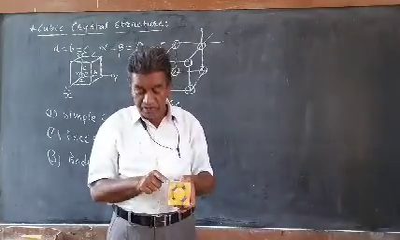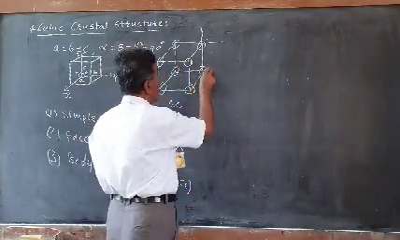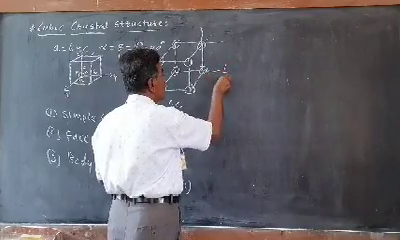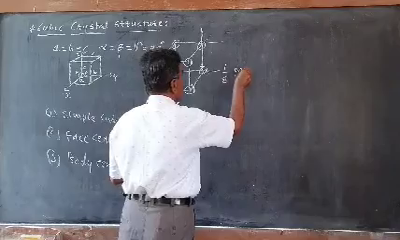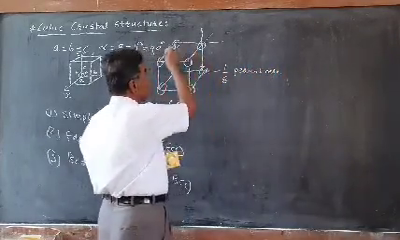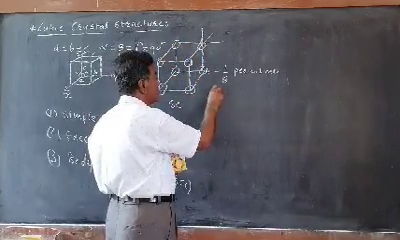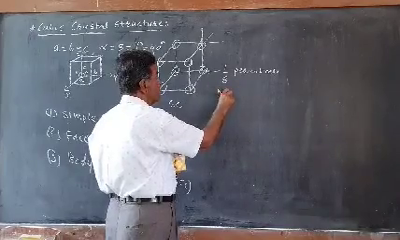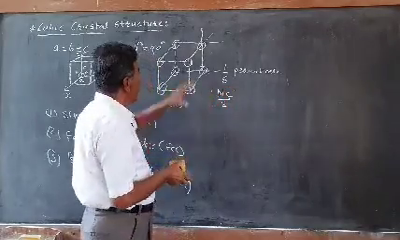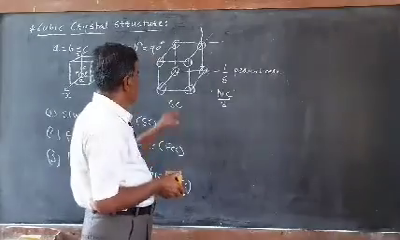So the contribution of the corner atom per unit cell is 1 by 8. The contribution of this corner atom is 1 by 8 per unit cell. There are 8 corners. So the contribution of all the corner atoms per unit cell, if NC is the number of corner atoms, is NC divided by 8. This is the contribution of all the corner atoms per unit cell: NC by 8.